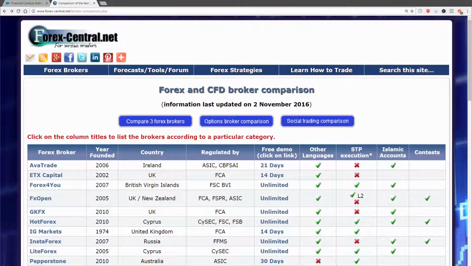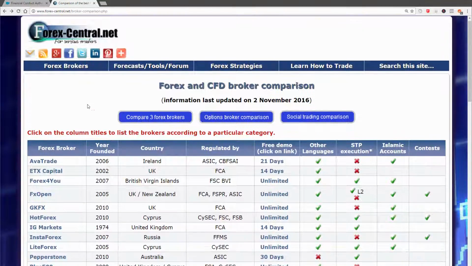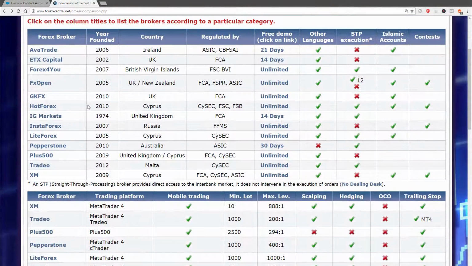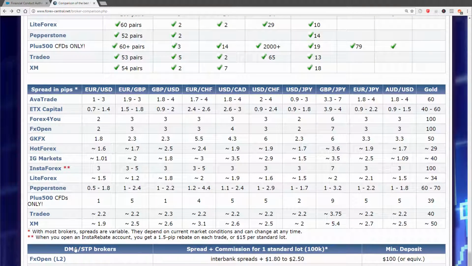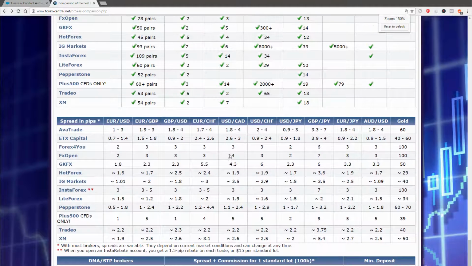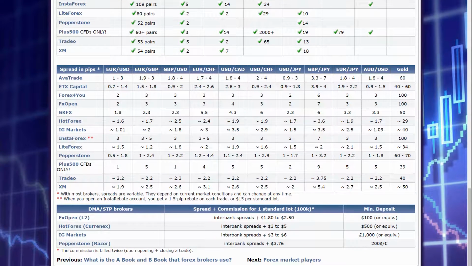So if we actually go to this website here, I think I found one. There's actually loads of them, and you can check things out. Essentially, if you go down here, you'll see that they have singled out DMA STP brokers, and even show the commissions, interbank spreads and minimum deposits here as well. So Pepperstone Razor account, Hot Forex, the Cornèr account, FX Open, IG Markets. So that's now a lot more clear.